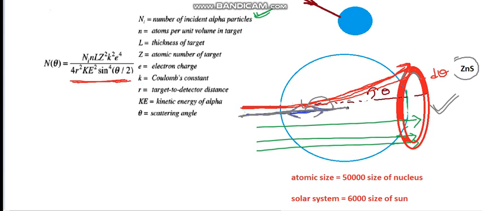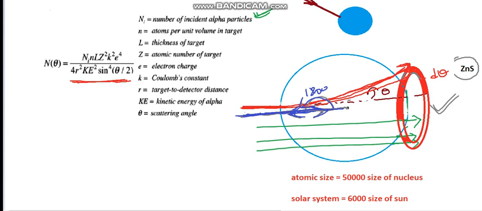And if you increase this theta, then your denominator will have a maximum value, or your value will be increased, and the number of scattered alpha particles will be minimum. For example, when alpha particles come and hit this nucleus and come back in the same direction, which are the back scattered alpha particles, in that case you will have an angle of 180 degrees.